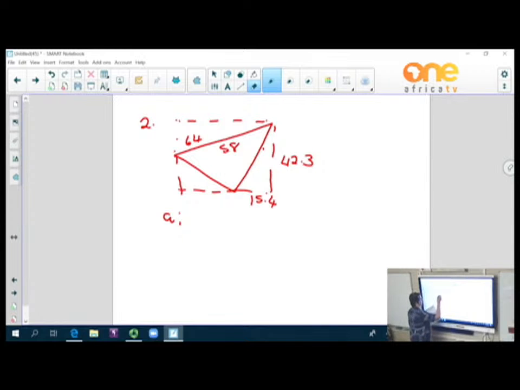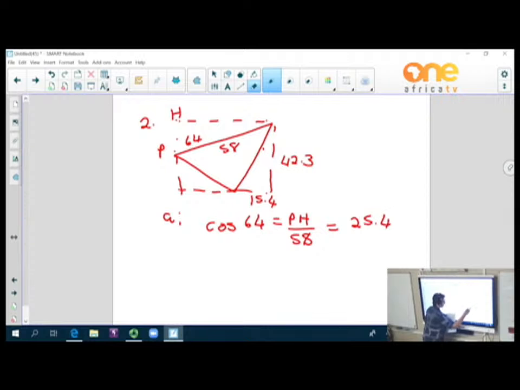Now you can see, they say find PH. That's why they've drawn that right angle triangle there. Which function will we use? Cosine. It's that included angle there. So I can say that cosine 64 is equal to PH over 58. Which method? Top times. That's what we're going to use, and it is 25.4. Make sure that you first do the exercises before you mark them.